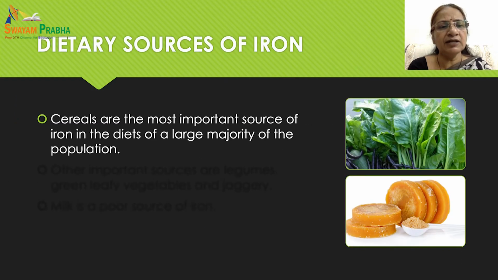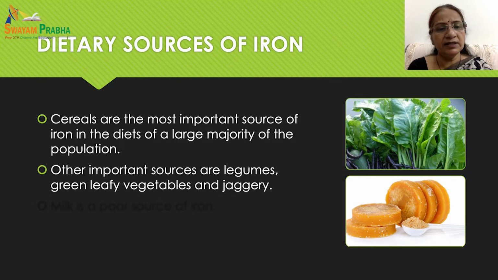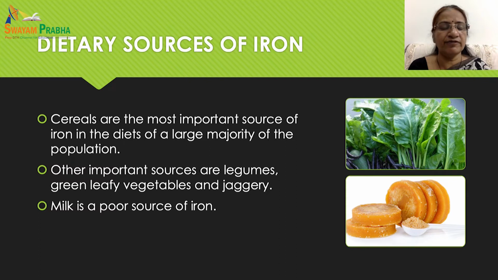Now cereals are the most important source of iron in the diets of a large majority of the population in India and other developing countries. Other important sources are legumes, green leafy vegetables and jaggery. Milk is a poor source of iron.